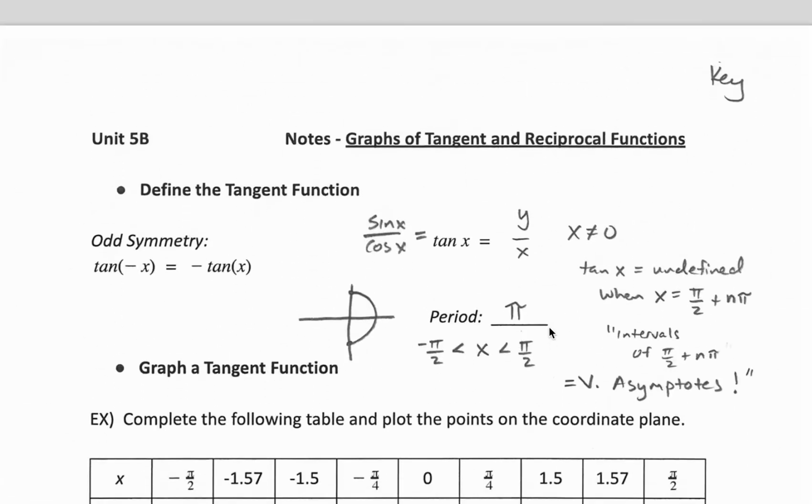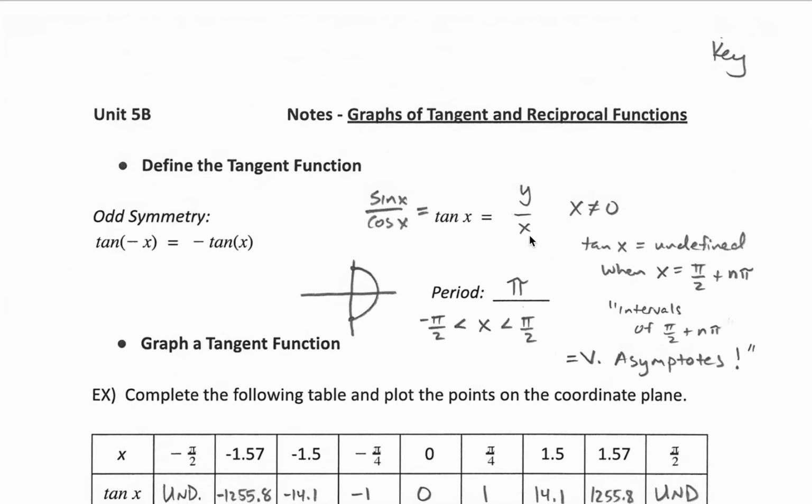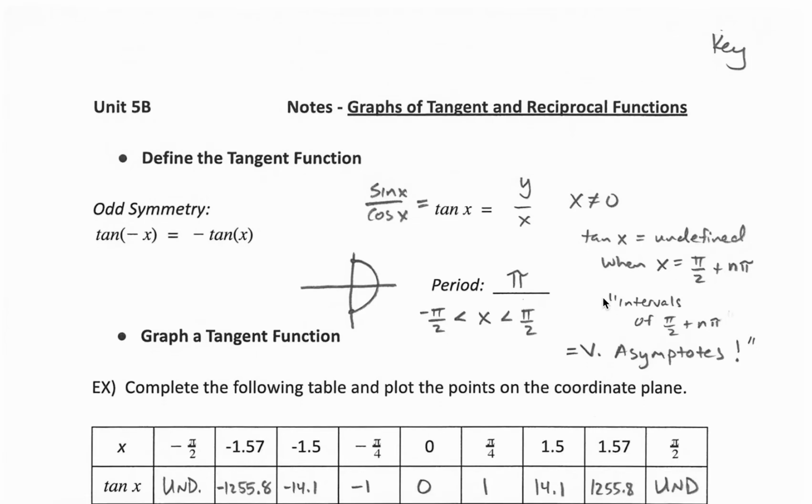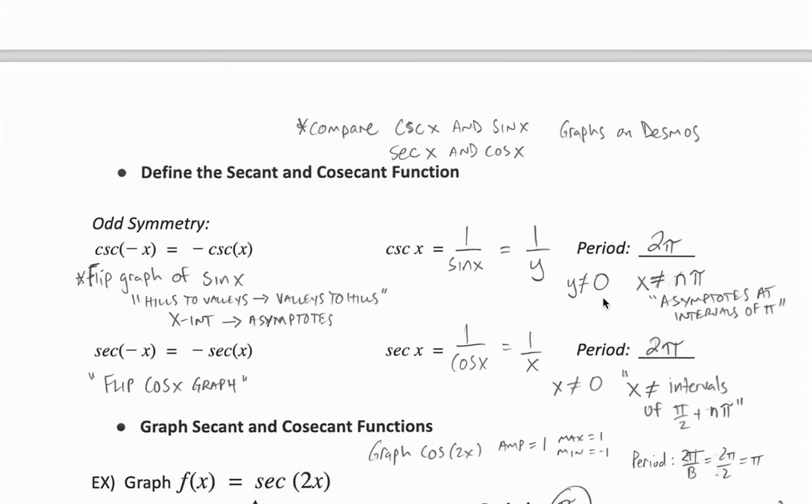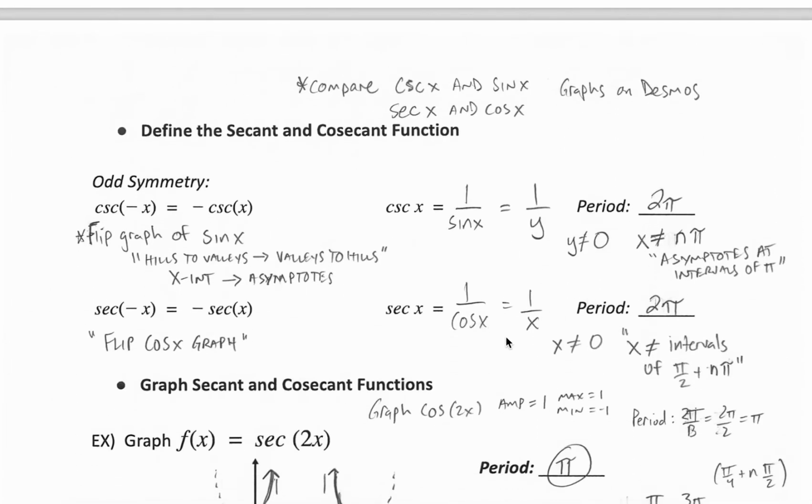If we think back to tangent, tangent had a similar thing where x was in the denominator and undefined values of tangent were where x was 0. So our asymptote is going to follow the same behavior as the tangents in that it's going to be intervals of pi over 2 plus some multiple of pi. So secant and tangent have similar definitions of their asymptotes.